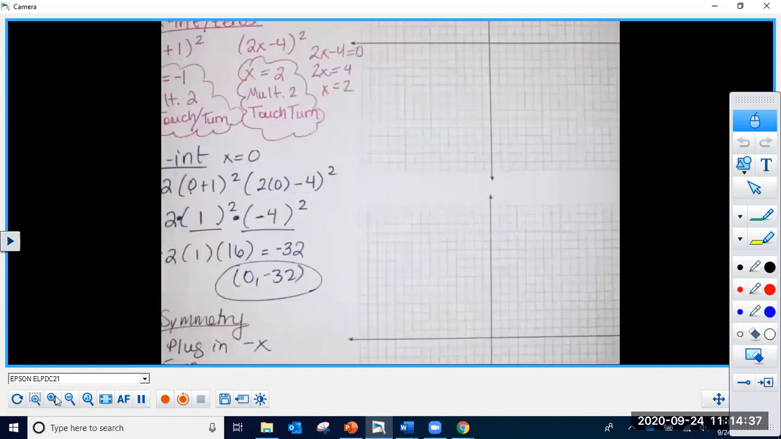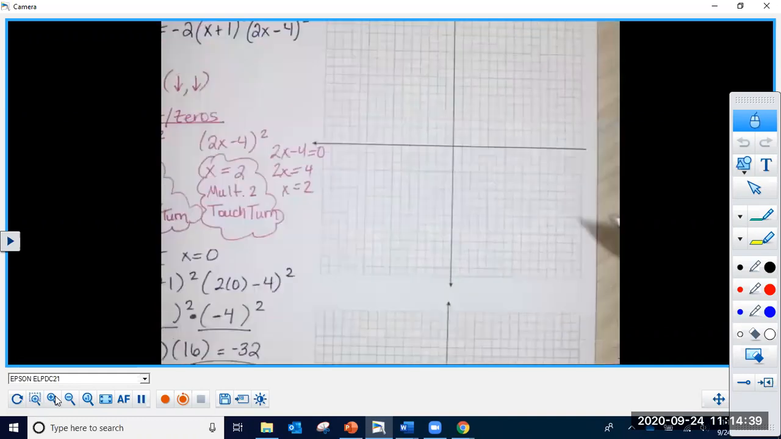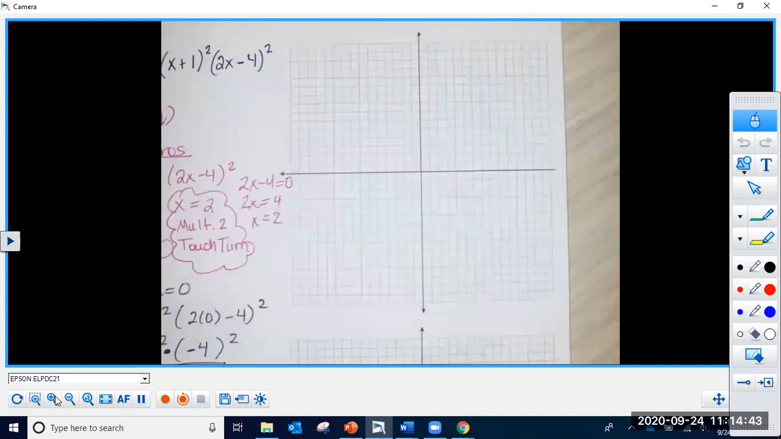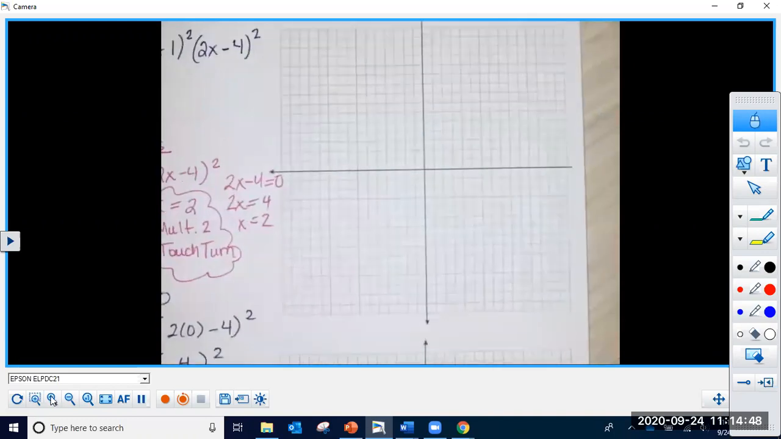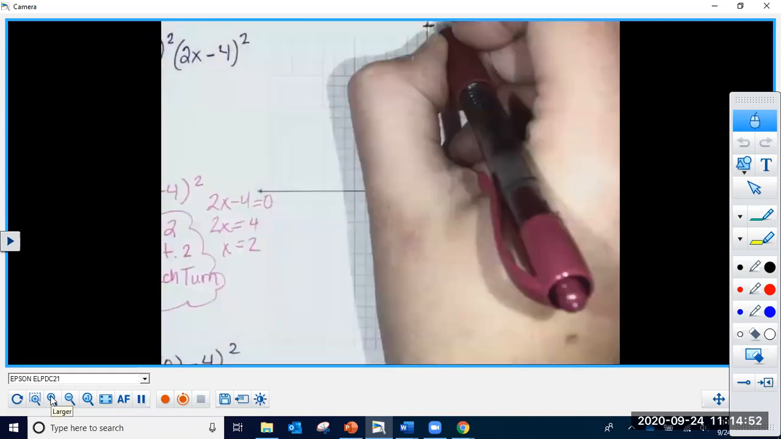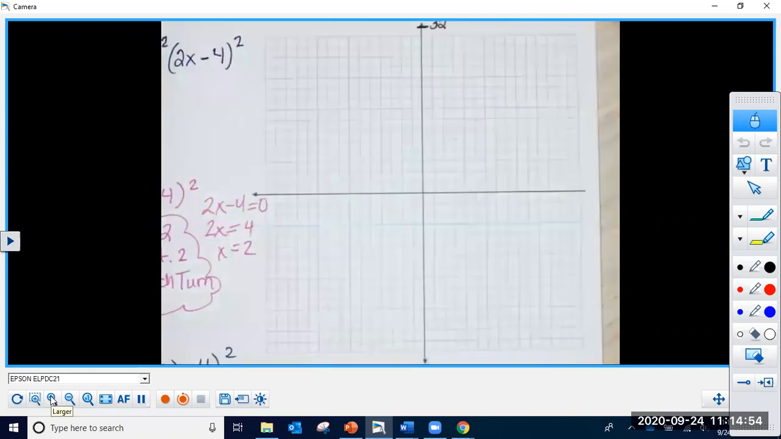All right, let's go back. My graph goes up to 15. It's a 15 by 15. So I'm just going to go by 2's on my y-axis to take into account that y-intercept of -32. So I'll put a mark up here. I'm going by 2's on my y-axis, so that will be -32.